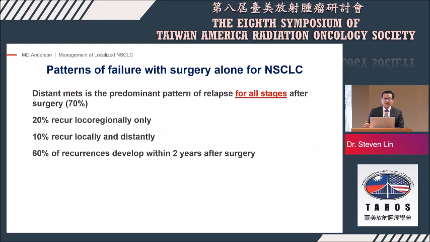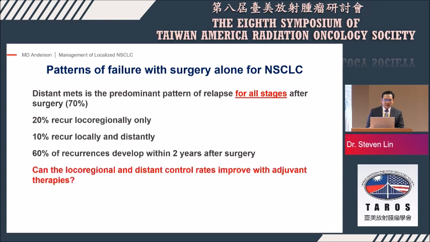However, there's still, of course, a rate of distant spread of disease, even in patients with early stage disease. For all stages of disease, distant metastatic disease is still the predominant pattern of spread for patients. You know, 20% of these patients will recur local-regionally, 10% will recur both locally and distantly. However, within 2 years after surgery, 60% of the recurrences will occur. So now the question is, can local, regional, and distant control rates improve with adjuvant therapies, whether it's chemotherapy or some kind of systemic therapy or radiotherapy?